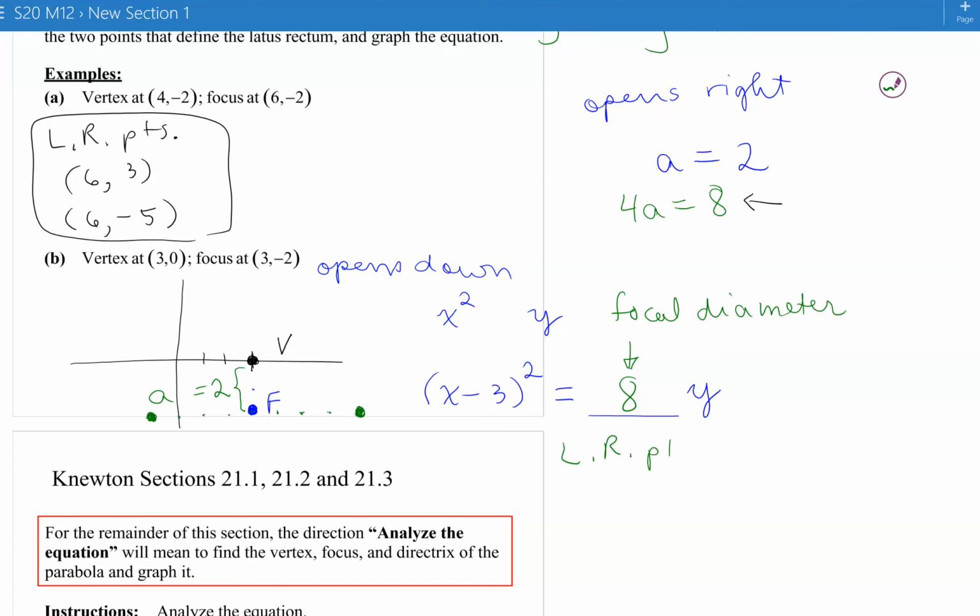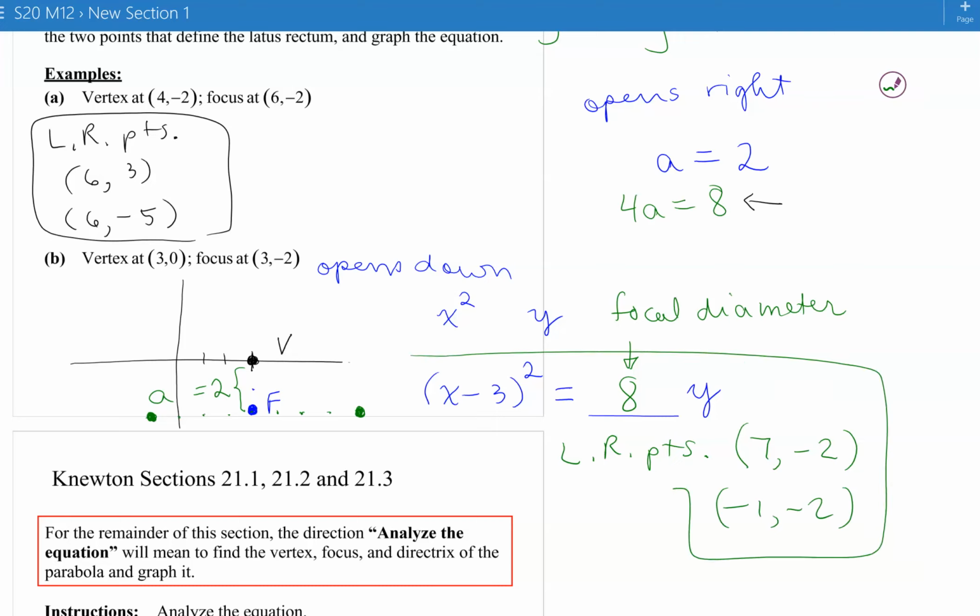So let's go ahead and say where those are. So 1, 2, 3, 4, 5, 6, 7, comma, negative 2, and negative 1, negative 2. So here's my equation and my latus rectum points, and then let's go ahead and draw our graph. And there we go.